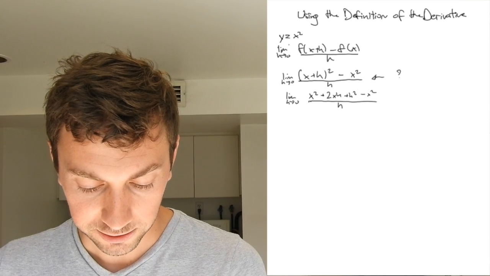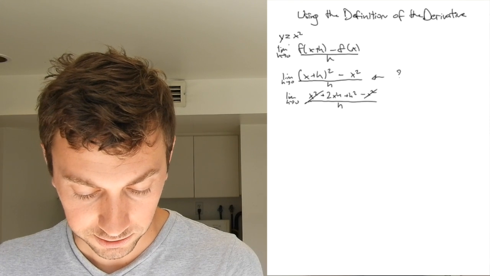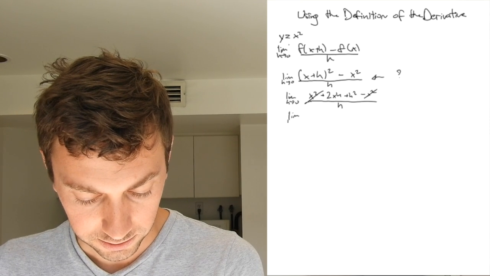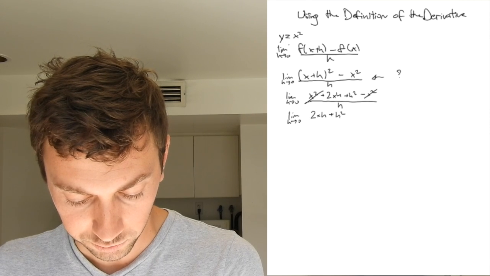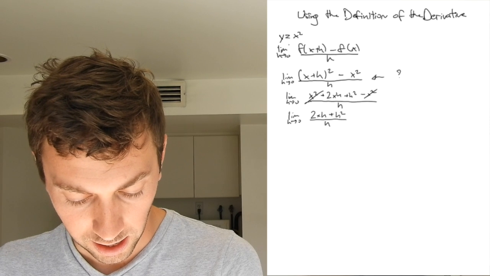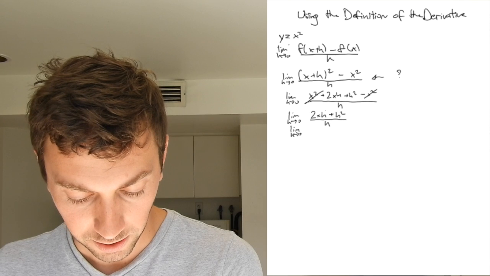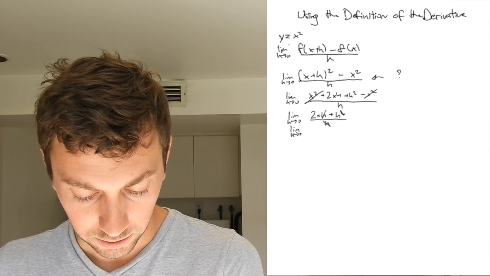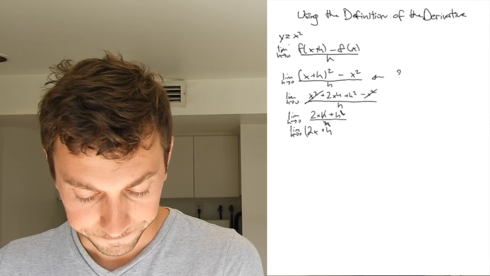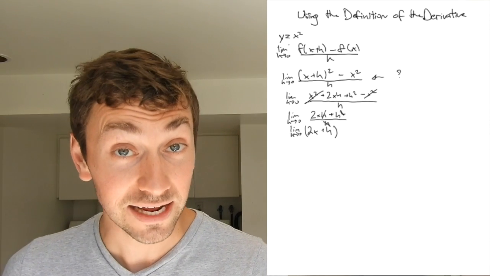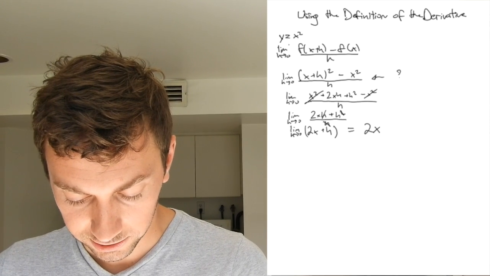So x squared plus 2xh plus h squared minus x squared. I can cancel the x squared, so I get the limit as h goes to 0 of 2xh plus h squared over h. And hey, what do you know? Some h's cancel from the top and the bottom. So h cancels, and I get 2x plus h. Now I can take the limit as h goes to 0, so this just equals 2x.